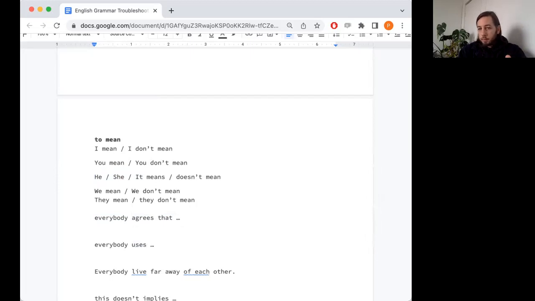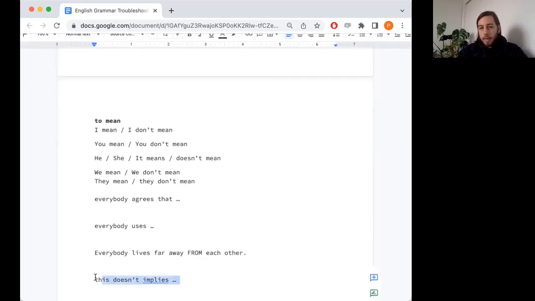Everybody uses. After that, everybody lives. And you'll see this blue line here. We also need to change the preposition. Everybody lives far away from each other. That's a good one for your pronunciation. Please repeat after me. Everybody lives far away from each other.